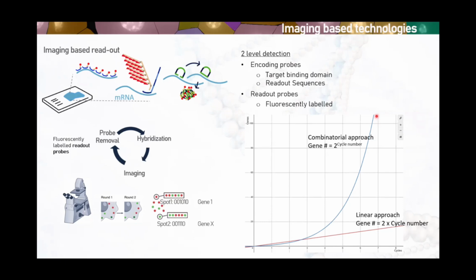This is theoretical. It's not really that we have here, like with 7 cycles, you can reach 100 genes, because of course you have to save some barcodes for negative controls. You have to design the barcodes in a way that if there is an error, you can still identify them. So the number of cycles is actually a bit higher, but of course much lower than the usual linear approach.